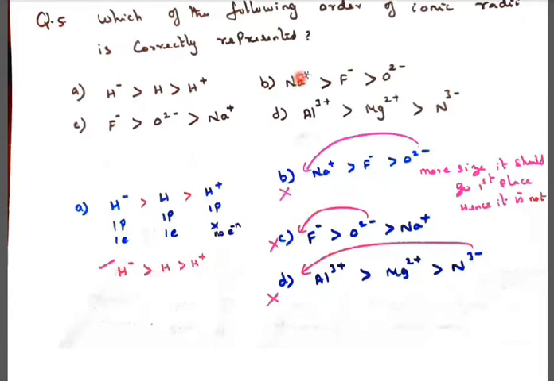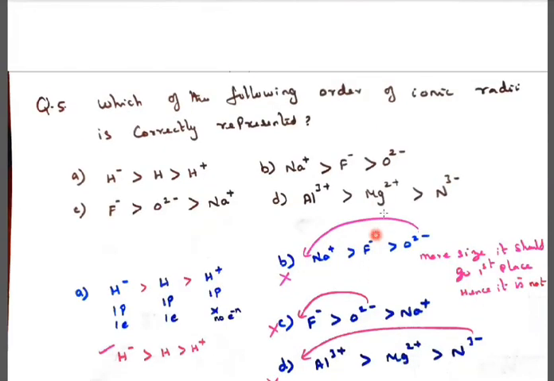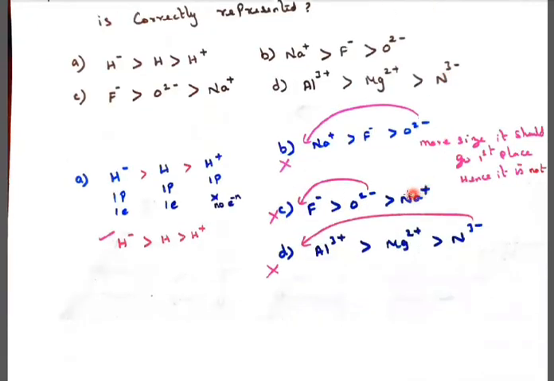When we come across this example, Na+, F-, O2-: O2-, 2 minus, should come here. Next, so this is not correct. Next, here the second option, F-, O2-. So O2- should come here. So this is also not correct. O2- should come here because it is a very small, it doesn't, here they said ionic radii following order.